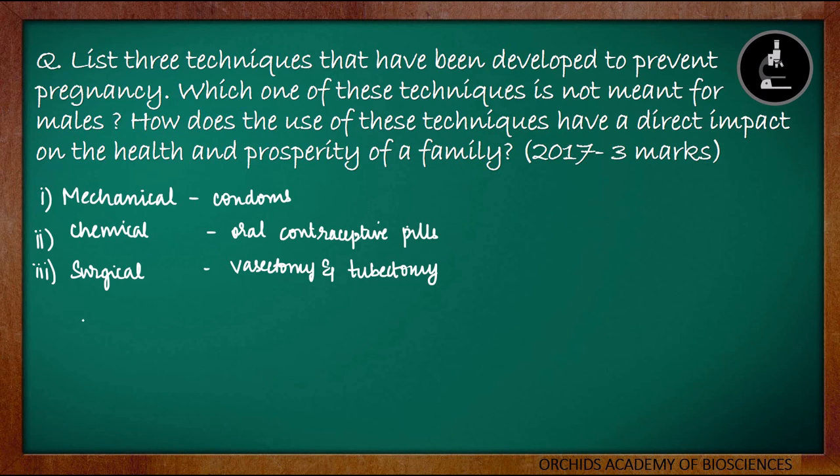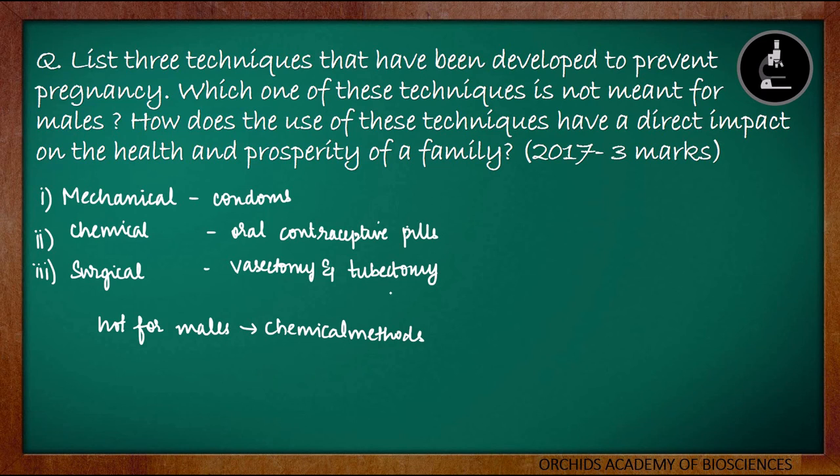Then they are asking, which method is not meant for males? Not for males, it is chemical methods. Because in chemical methods, the hormonal balance of the female will be changed. Because if the hormonal balance of the female is changed, the egg will not be produced. And so that the fertilization cannot happen. So by changing the hormonal balance of the female, fertilization is avoided. So chemical methods are not meant for males.